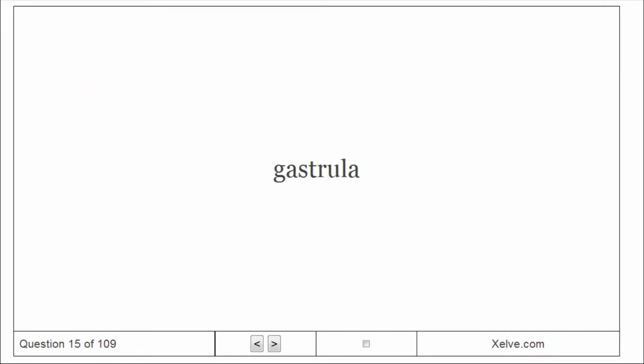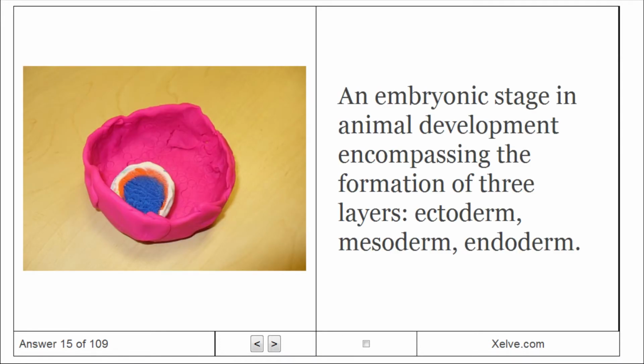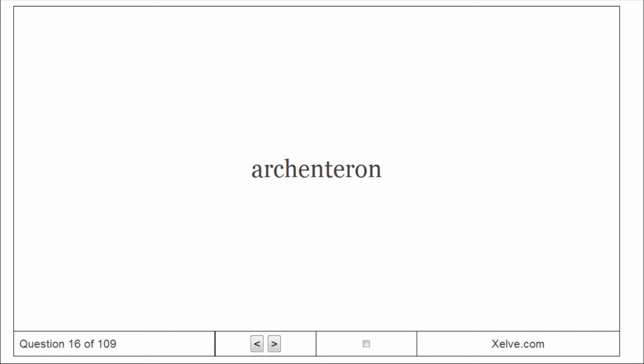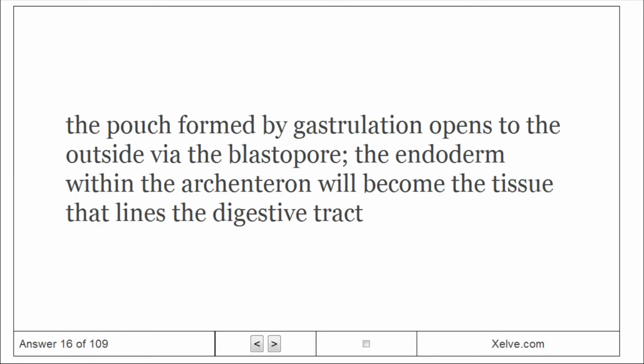Gastrula: an embryonic stage in animal development encompassing the formation of three layers: ectoderm, mesoderm, and endoderm. Archenteron: the pouch formed by gastrulation opens to the outside via the blastopore. The endoderm within the archenteron will become the tissue that lines the digestive tract.